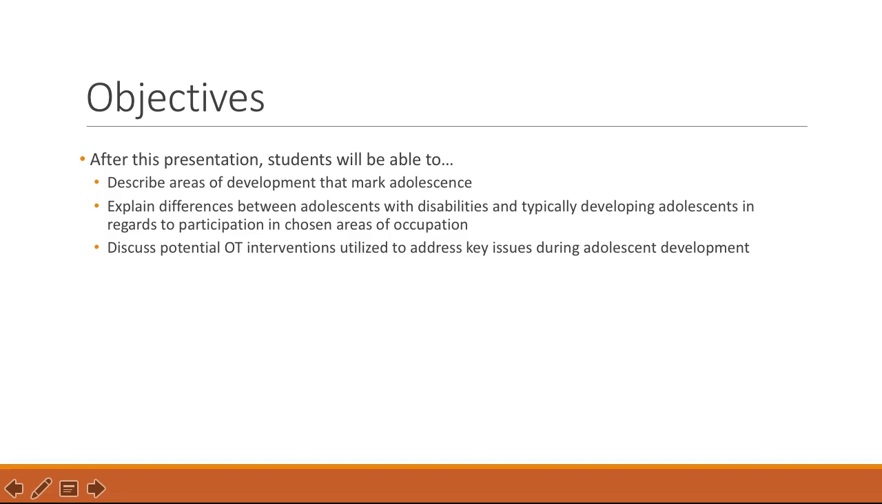After this presentation, you should be able to describe areas of development that mark adolescence, explain differences between adolescents with disabilities and their typically developing peers in regards to participation in chosen areas of occupation, and discuss potential broad OT interventions that may be utilized to address key issues during adolescent development.